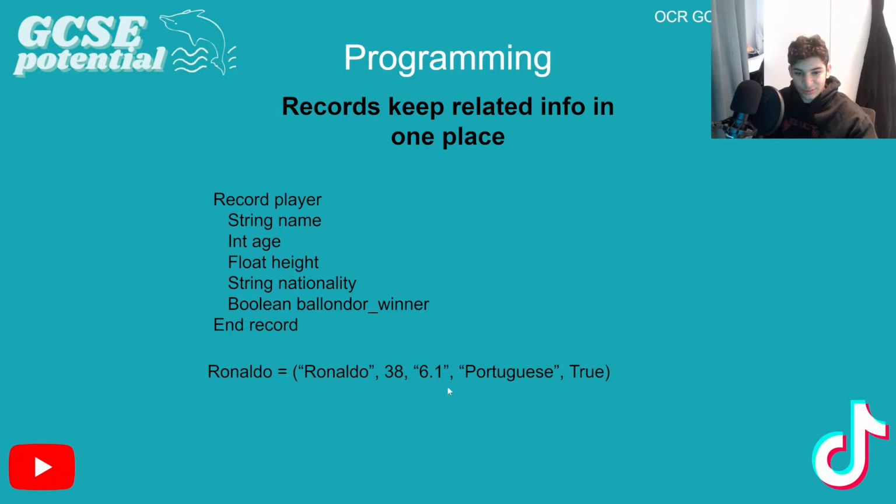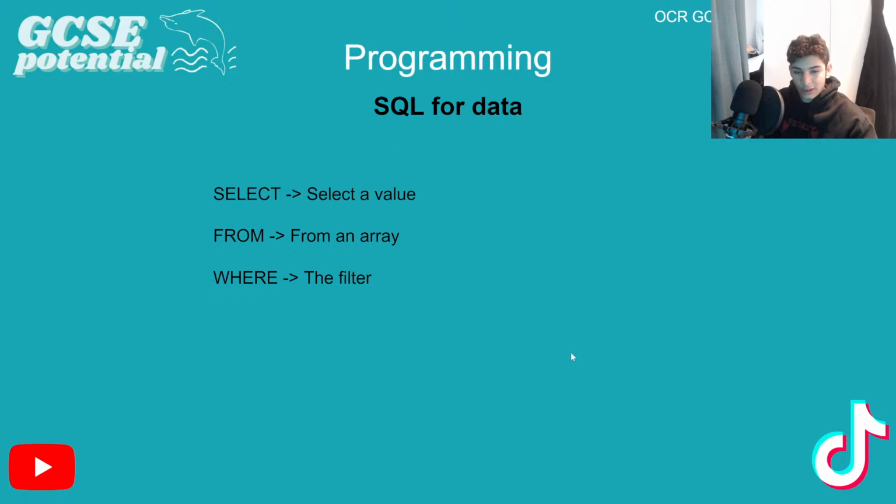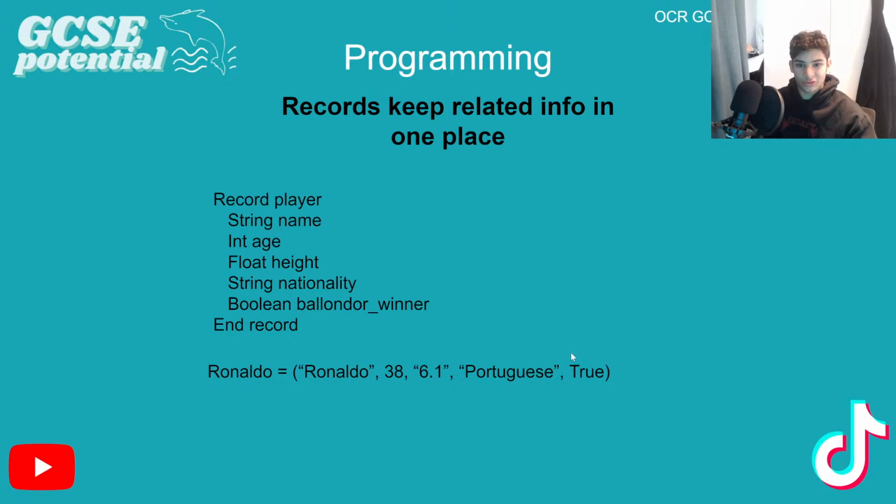His height is 6.1. There should not be speech marks around this because a float does not require it. I apologize. The nationality is Portuguese, and the Boolean value is true because he is a Ballon d'Or winner. Yeah, that's pretty much it. All you need to know for records.